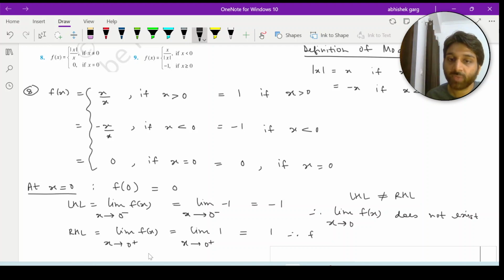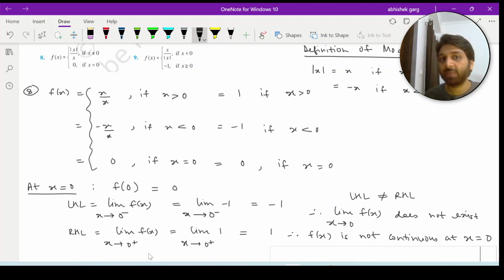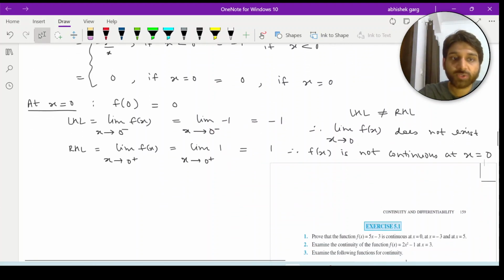So we'll write: therefore f(x) is not continuous at which point? At x equal to 0. f(x) is not continuous at x equal to 0. So this is how we solved question number 8. Question number 9 is based on a similar idea. Let us look at this one also.